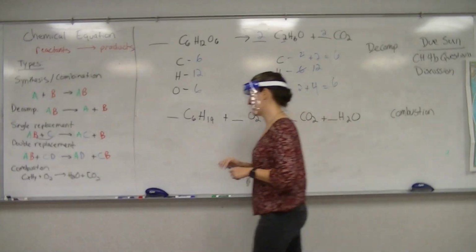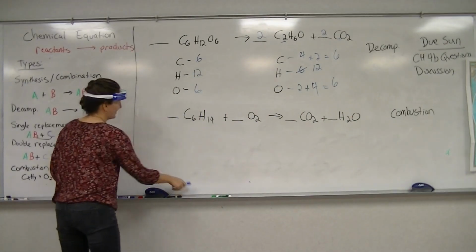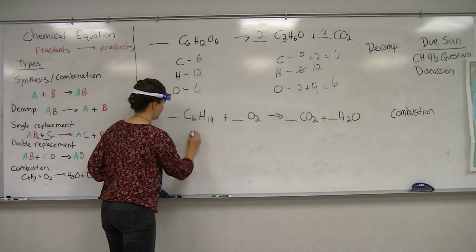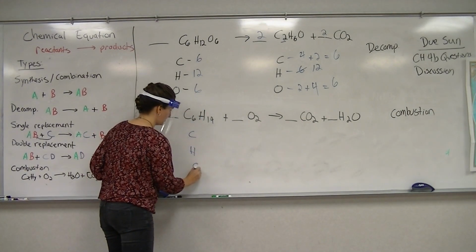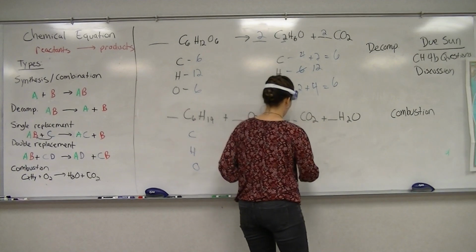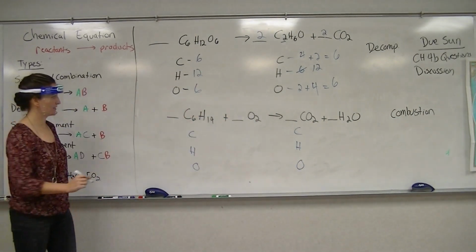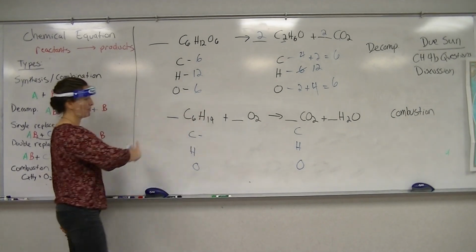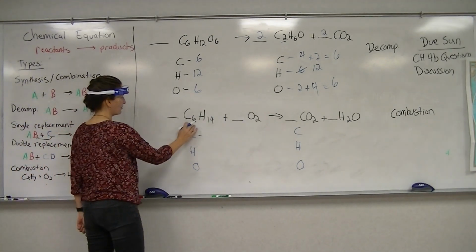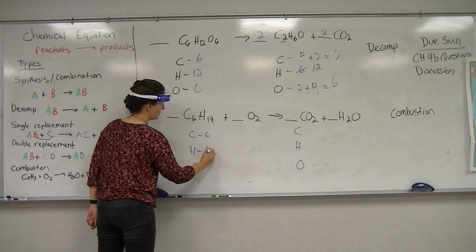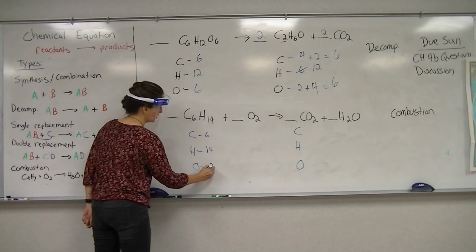Now this one I think is going to be harder to balance. So let's make the list. We have carbon, hydrogen, and oxygen on both sides. We're looking at the subscripts to see how many we have right now, because we're trying to get the same amount on both sides. So how many carbons on the reactant side? 6. Hydrogens, 14. Oxygens, 2.